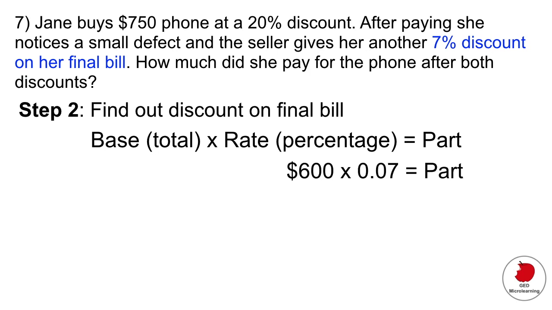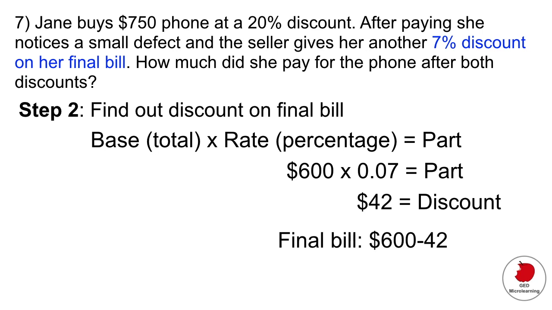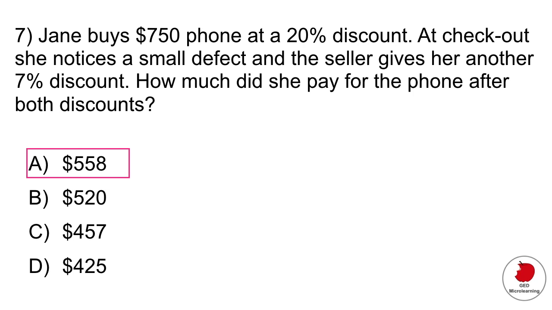So same sort of thing, you would plug in your numbers here. This 0.07 is the 7% in decimal form. And again, you would find the part or the discount, which is $42, subtracted from those $600, and that gives you $558. Which is answer A. So again, take it step by step. Remember, this is a two-step problem, not one step.